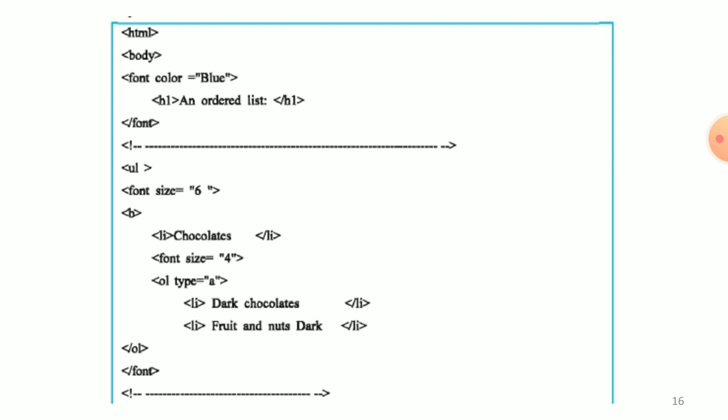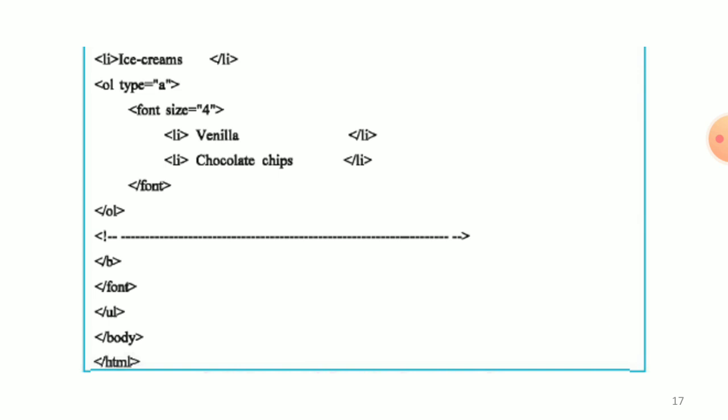/font, comment line, and the second part li ice cream /li, ol type equals to a, font size equals to 4, li vanilla /li, li chocolate chips /li, and /font /ol. That means the ordered list is over. Comment line, and then /b bold /font /ul, that means unordered list over, and /body and /html over.